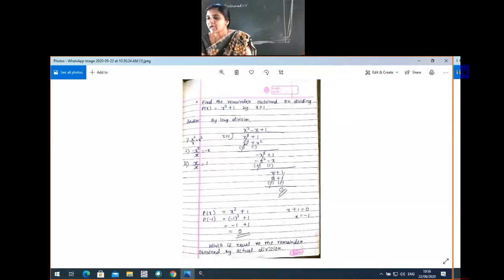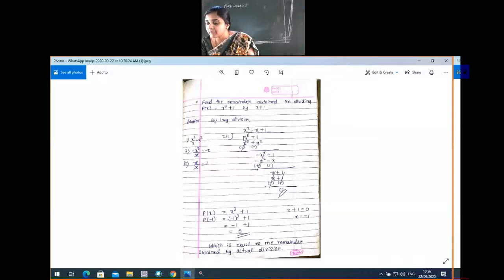So x cube plus 1, first we have to write, x cube plus 1 here, divided by x plus 1. The divisor we have to write here. Yesterday we discussed how to find the quotient part.